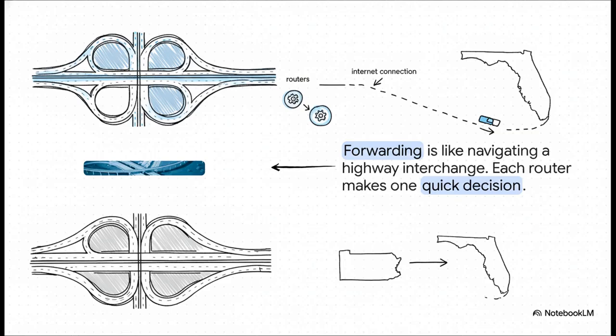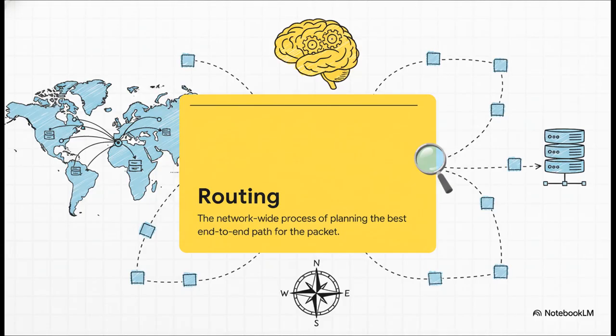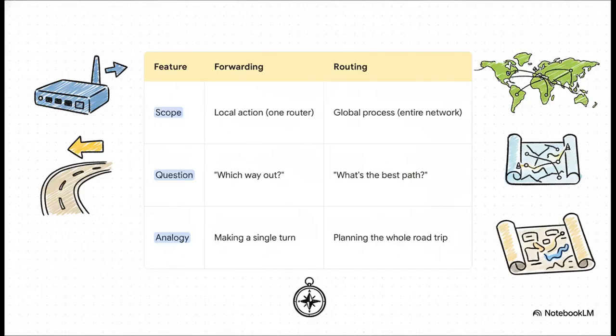And then there's the second, much bigger job. That's called routing. This is the network-wide process. Routing is what created the entire map for the trip before your packet even left your computer. It's the intelligence that figures out the best overall path from start to finish across the whole network. So, to really boil it down, forwarding is local. It's one router asking which way out. Routing is global. It's the entire network asking what's the absolute best path to get there. Forwarding is making the turn. Routing is having the map.